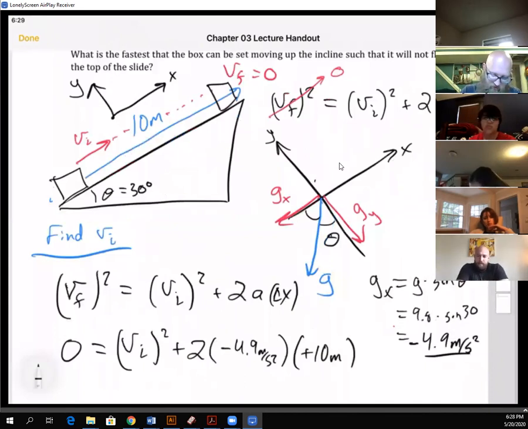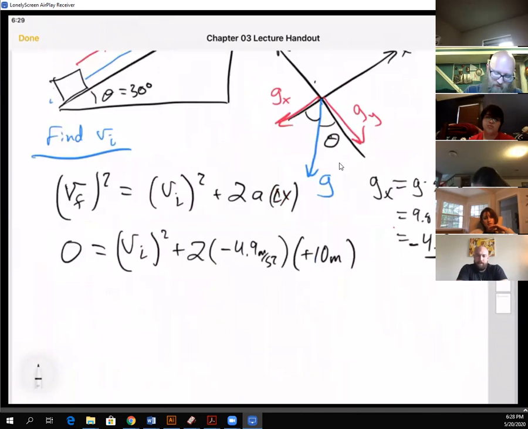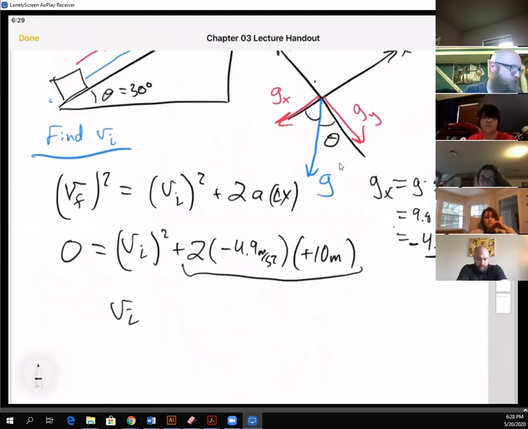Okay, and it looks like I got the signs right, because when I multiply this out, I'm going to get a negative number. I add it to the other side and I square root, and that's going to give me something that is real. So I get for my answer 9.9 meters per second.